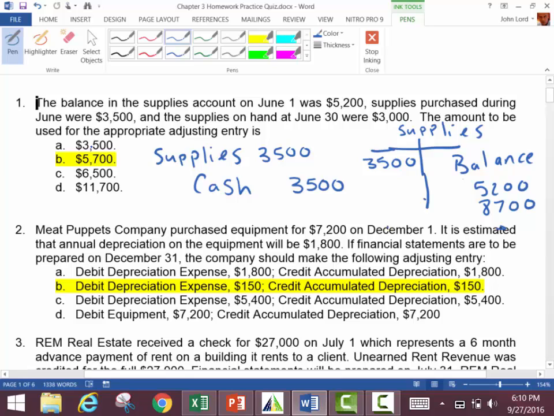The 8,700 was there. They only have 3,000 left. If you have 8,700 apples and then you count, you only have 3,000 left. How many did you eat? 5,700. Good. Give me the journal entry for that when you use those puppies up.